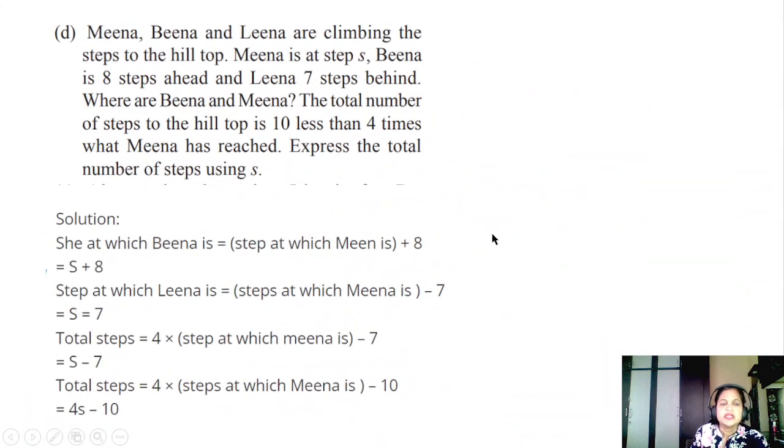After that, D. Meena, Beena, Leena are climbing the steps to the hilltop. They are climbing. Meena is at the step S.